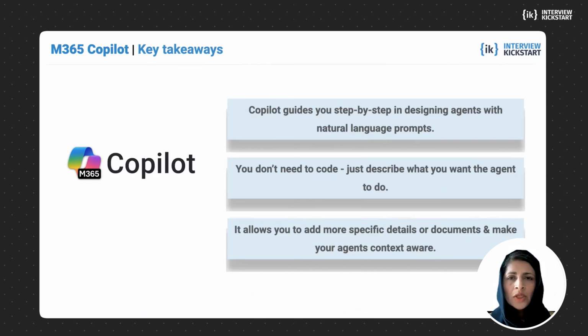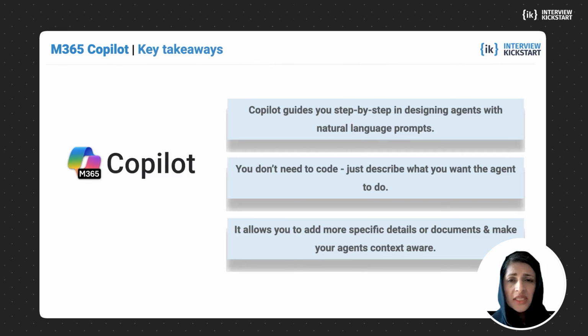Let's wrap up now. So let's summarize our key takeaways. Copilot guides you step by step in designing your agents with natural language prompts. You saw the Describe button where you can simply put your prompts in and continue to add, create, and improve your agents. You can also use your Configure button, but even in Configure, it's all very natural language based. You don't need to code, you can just describe what you want the agent to do, either in the Describe functionality or in the Configure feature.